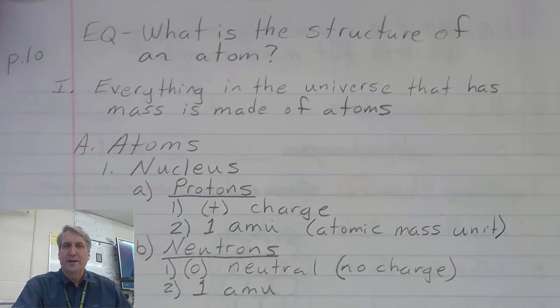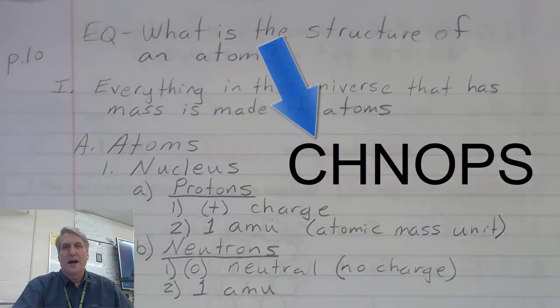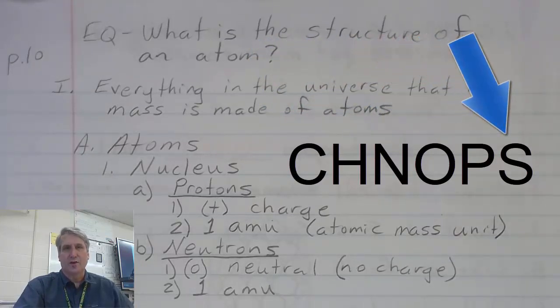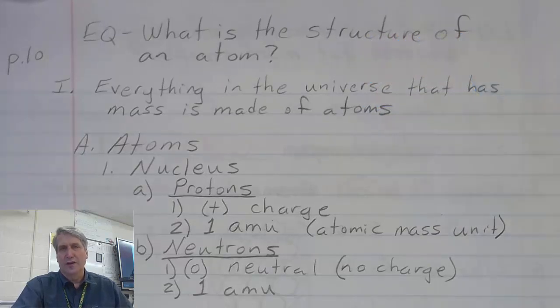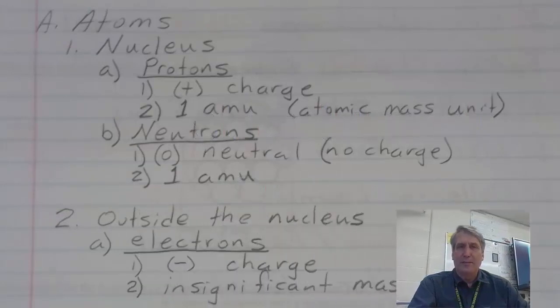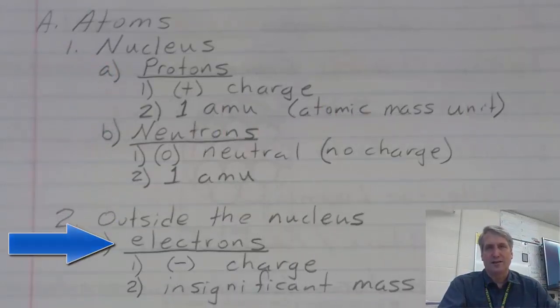Out of all the elements in the periodic table, living things are made up of mostly 6 main elements: carbon, hydrogen, nitrogen, oxygen, phosphorus, and sulfur. In this video, we're going to focus on the basic structure of an atom. Atoms are made of 3 main particles: protons, neutrons, and electrons.